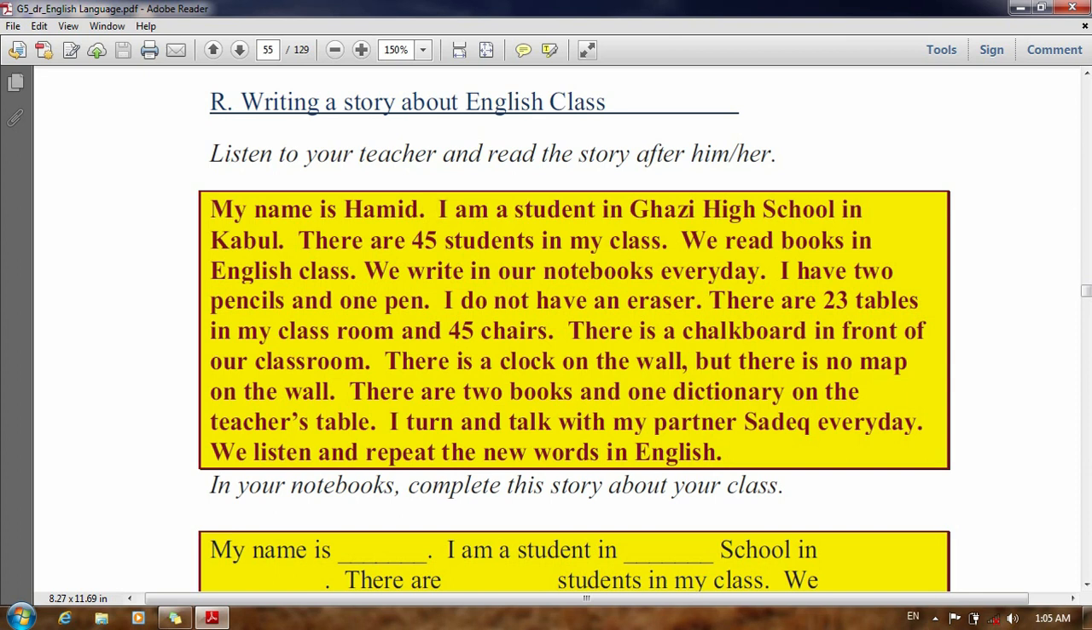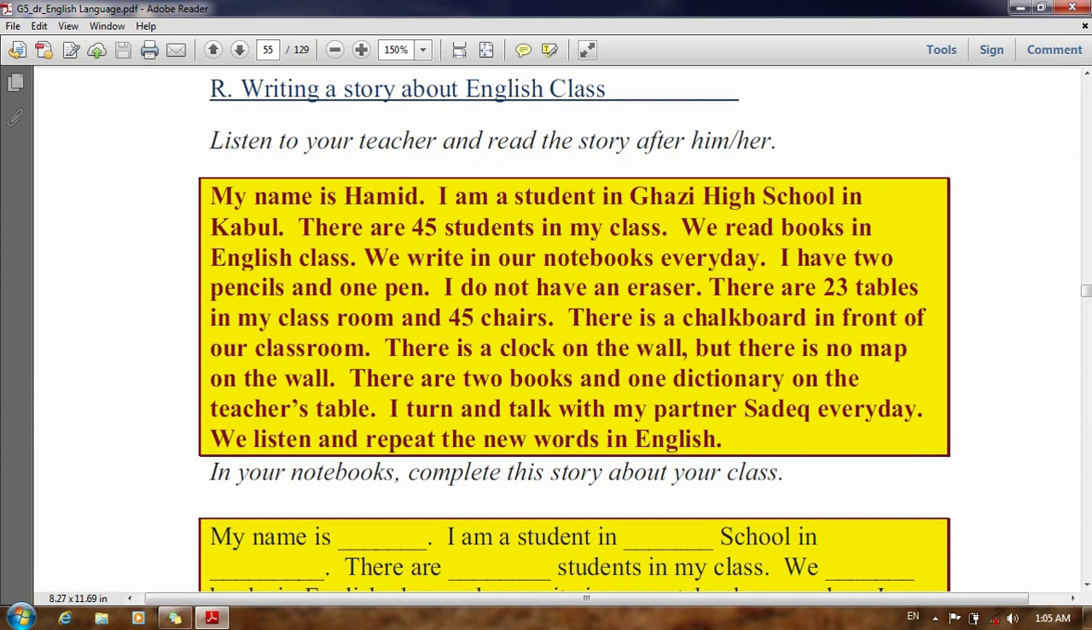I have two pencils and one pen. I don't have an eraser. There are 23 tables in my classroom and 45 chairs. There is a chalkboard in front of our classroom.